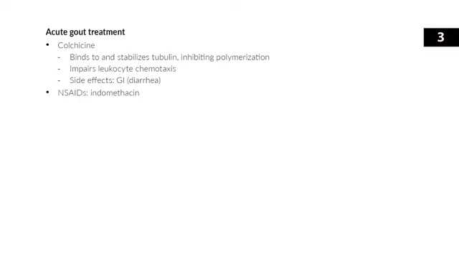So for that reason, NSAIDs instead of colchicine are going to be the treatment of choice for acute gout, at least on your test. You may use any NSAID, but indomethacin is a classic NSAID used for gout, and indomethacin is probably the best answer on your test for the treatment of acute gout.